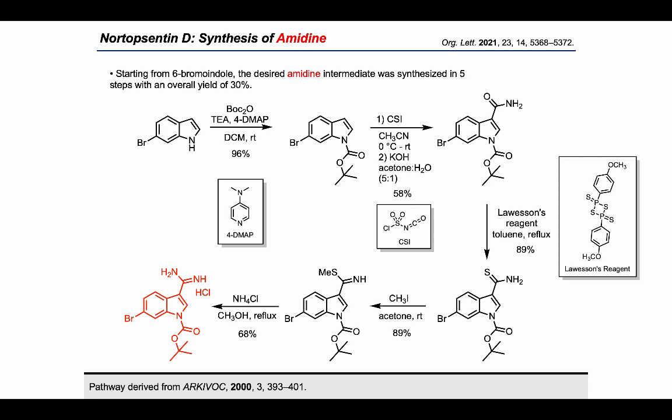The amide was then converted to a thioamide using Lawesson's reagent, and then the thioamide was converted to an aminomethylthiol using methyl iodide. These two steps both provided the desired products in 89% yield. Lastly, the methylthiol was substituted for an amine upon the addition of ammonium chloride and heat. Overall, I was able to synthesize the desired amidine in 5 steps with an overall yield of 30%.